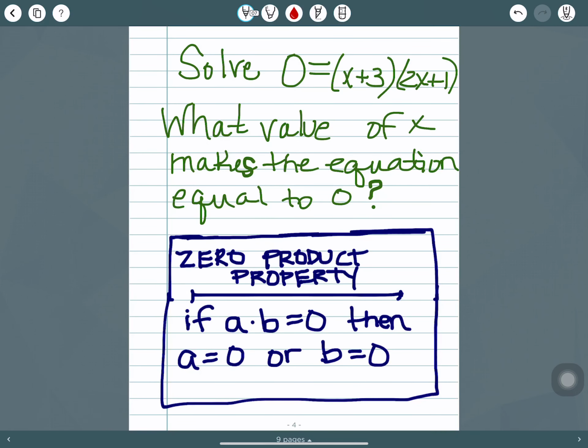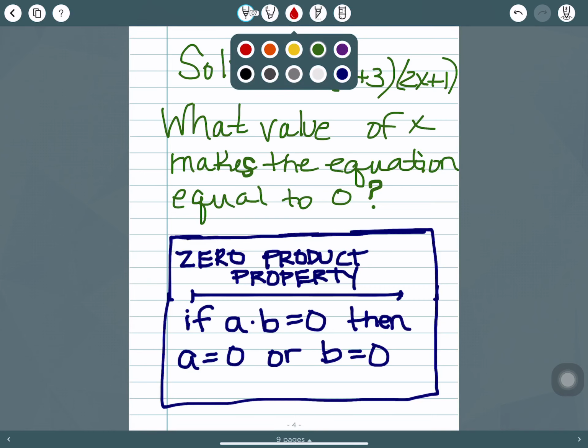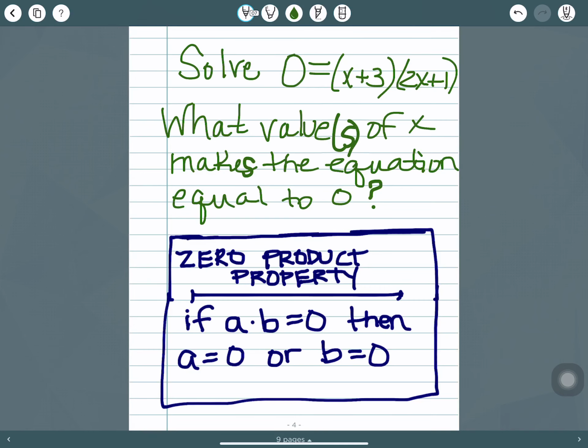So for example, this quadratic equation is already in factored form. And what we're going to do is find the value of x, or values, that make the equation equal to 0. So there can be, and oftentimes there are, more than one.